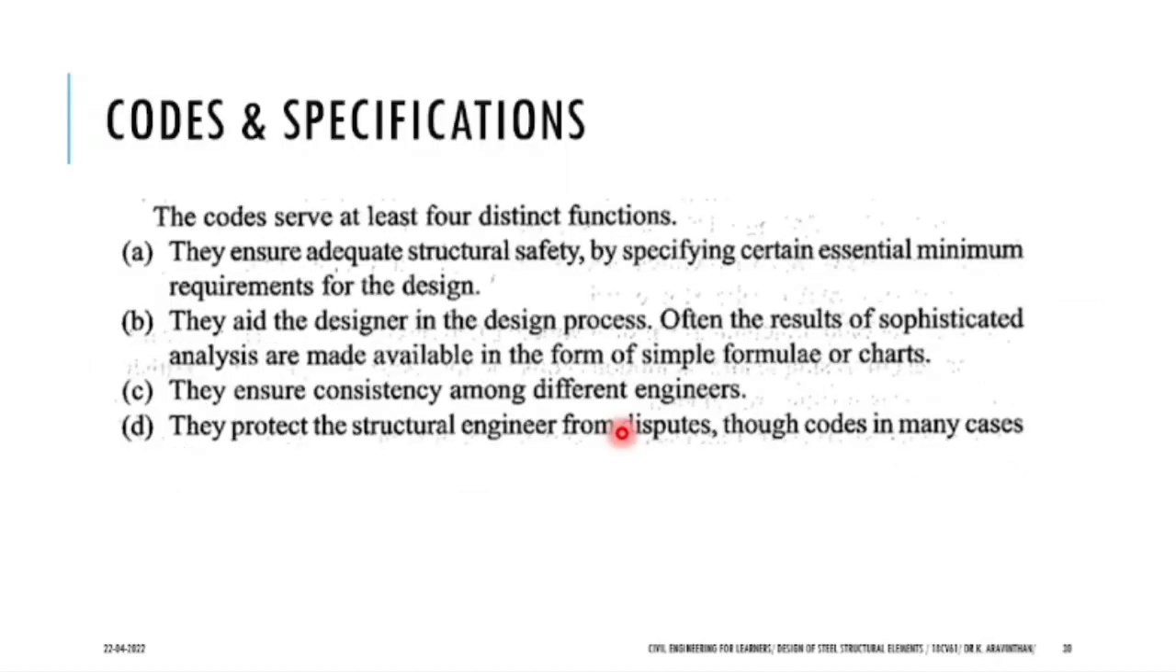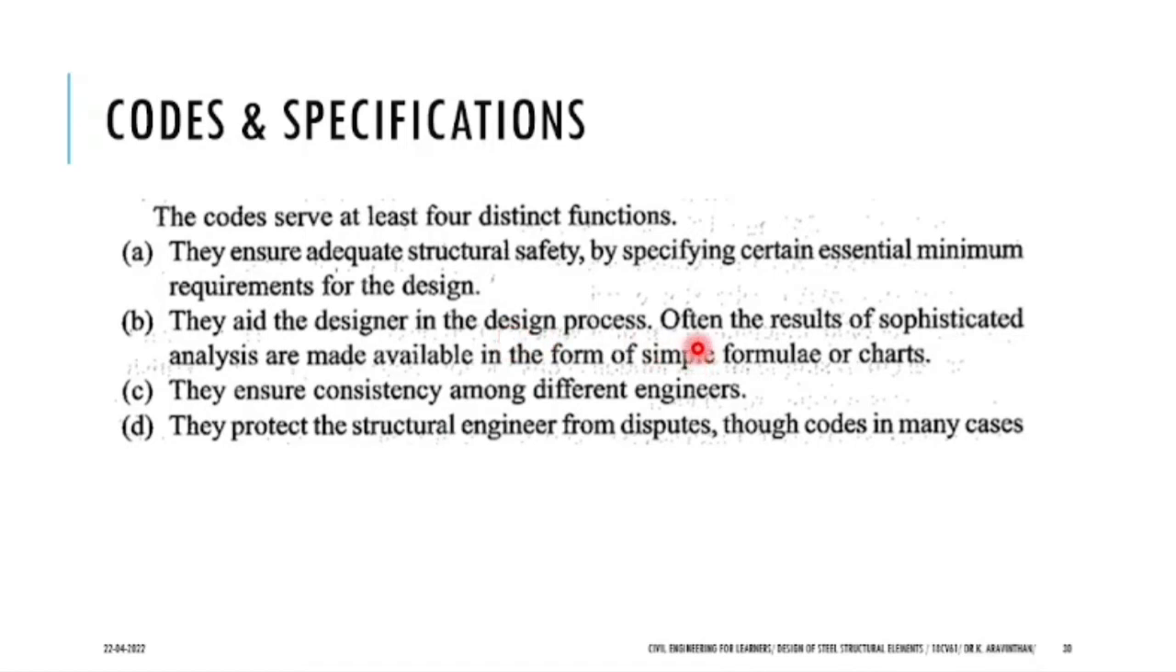Codes and specifications. Primarily, the codes are for ensuring adequate structural safety. We cannot design as per our imagination. You should have your limit. So this limit is being given by the code book only, and the reality will be discussed here. Codes are an aid to the designer in the design process. Without the code book, the designer would not be able to find the reality in design and execution.